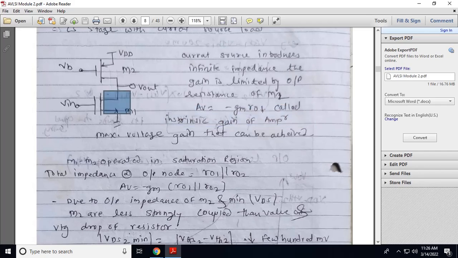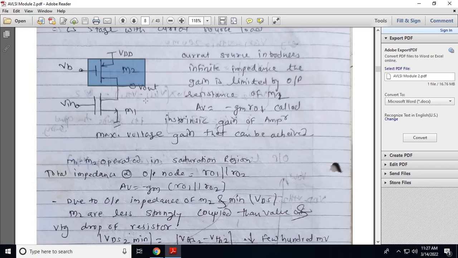So M1 and M2 are operated in the saturation region, so the total impedance at the output node is equal to Ro1, that is the output resistance of transistor 1, in parallel with Ro2, that is the output resistance of transistor 2. So voltage gain is equal to the transconductance of M1, that is Gm, multiplied by the parallel combination of Ro1 and Ro2.